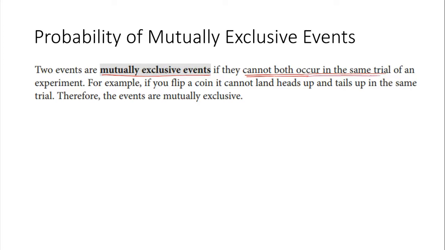So a good example that they give us here is basically if you were to flip a coin, it can't land on heads and tails in the same trial. So you can't flip a coin and land on both at the same time. Those two different events are mutually exclusive. So it's not heads and tails. It's going to be heads or tails. Okay, it can't be both. It's either one. That's mutually exclusive.